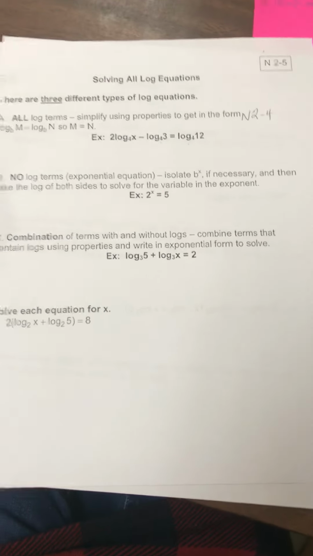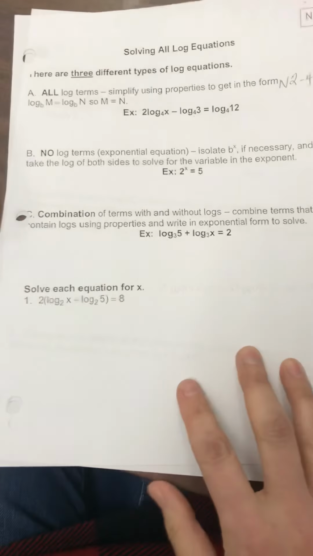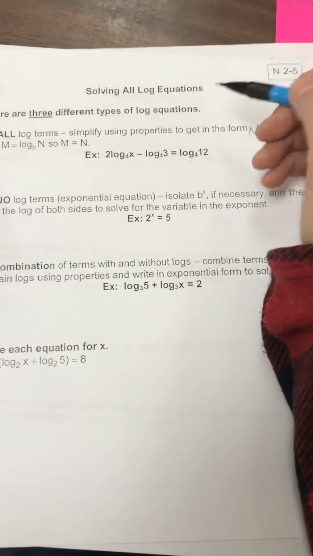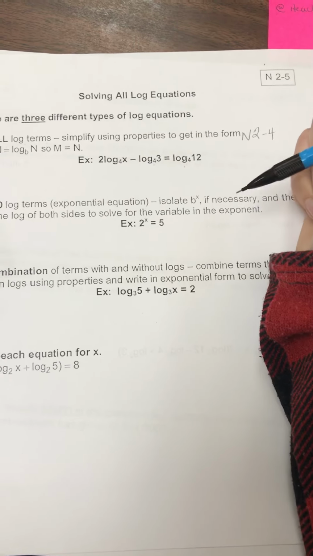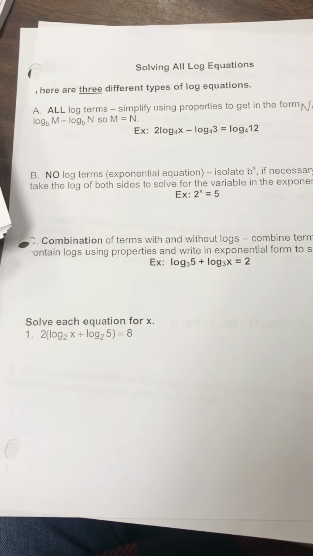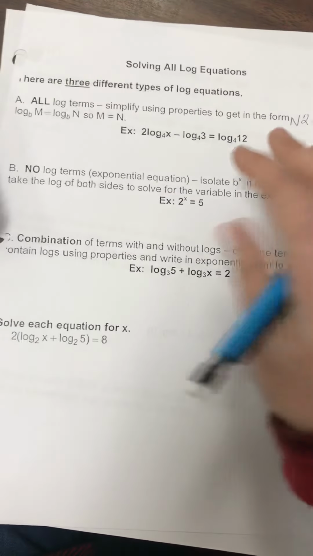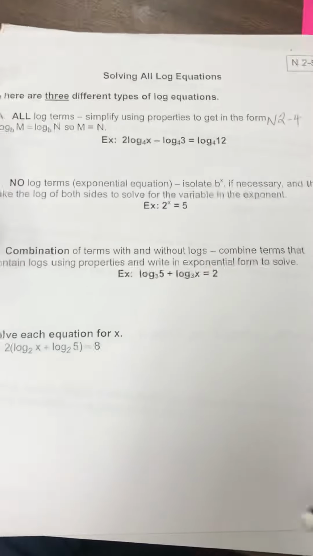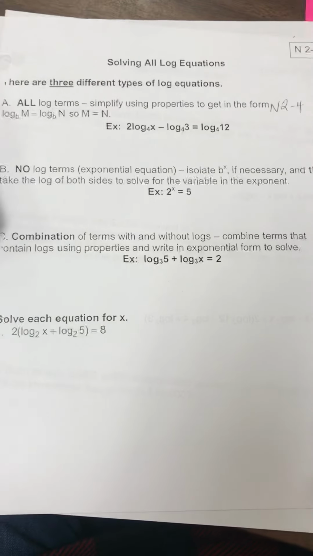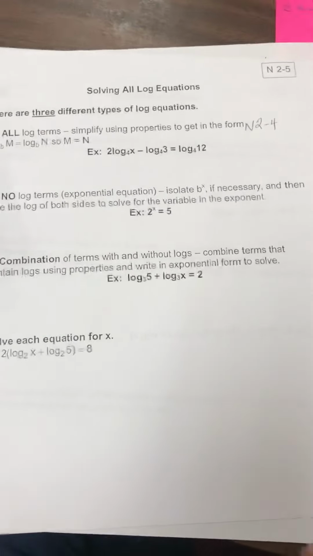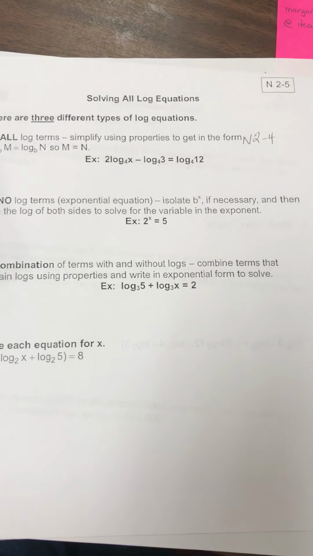All right, so here are the notes for 2.5. We're solving all log equations, okay? This is putting together what you learned in 2.2, 2.3, and 2.4. On your assignment, you're going to be given a mixture of all those different types of problems, and you're going to have to figure out what method you need to use to solve it, okay? But we're not adding anything new. You're using all the methods that we've learned in 2.2, 2.3, and 2.4.